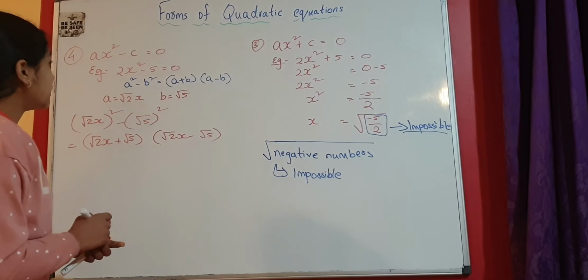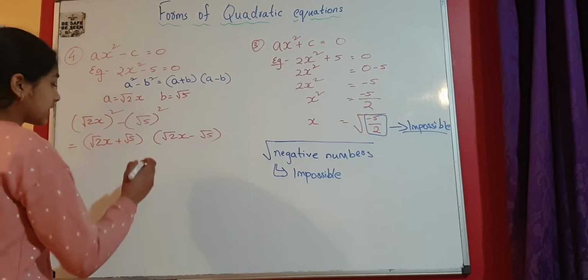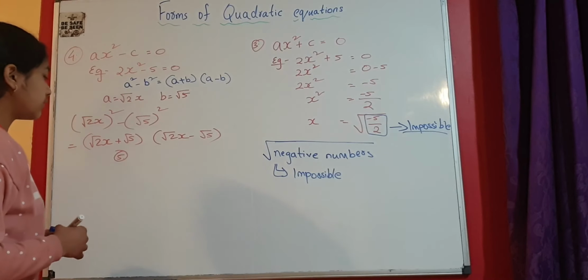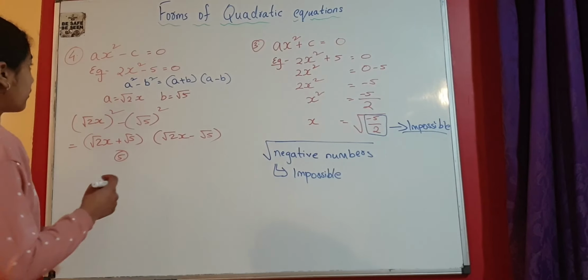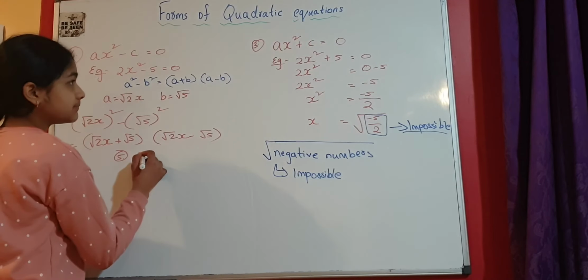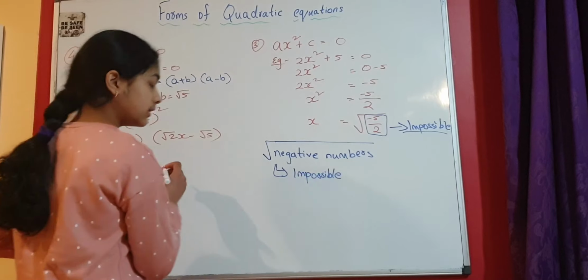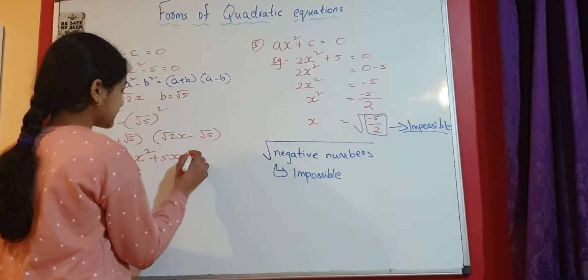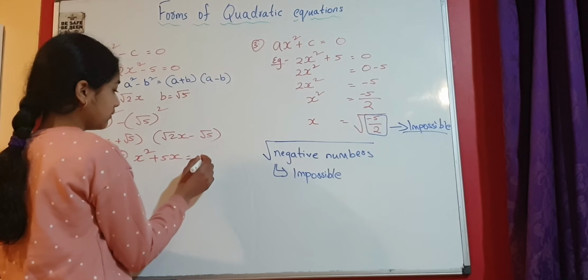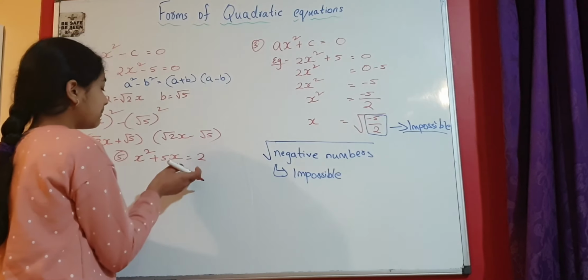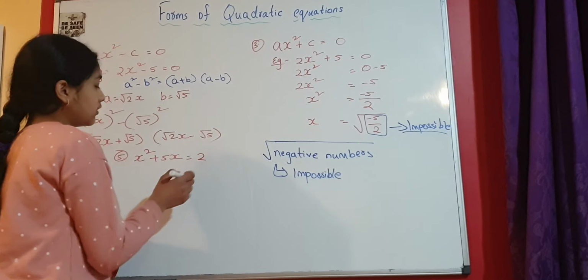And one more form, it's not actually a form, but that is also another way they can ask quadratic equations. So let's take an example like this: x square plus 5x is equal to, let's say, 2. So x square plus 5x is equal to 2.